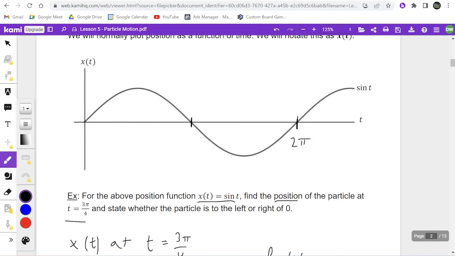You cut it in half, you get pi. You cut it in half again, you get pi over 2. And the reason why I'm doing this is because where's 3 pi over 4? 3 pi over 4 is somewhere in between pi over 2 and pi. It's about here. And so then the point is going to be this point right here. That's your position. And as you can see, it's positive, so we would say to the right of the 0. Any questions?